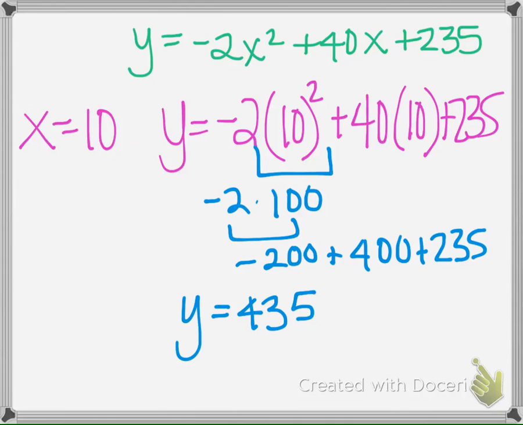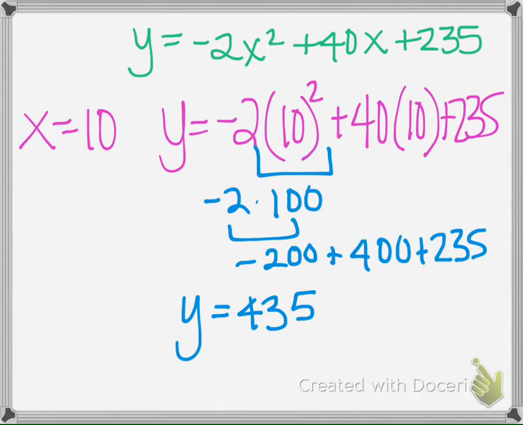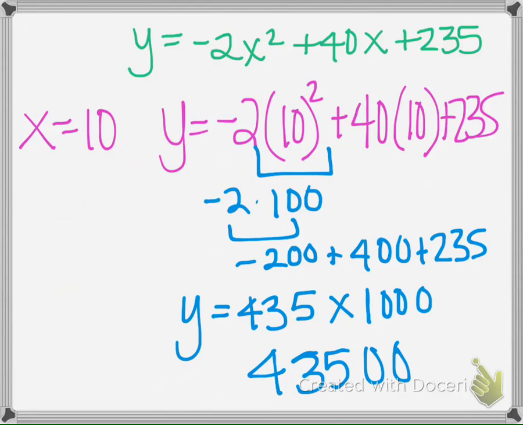Okay, so once we plug in the 10, we get 435. So that's not $435. If we go back to the original problem, it's in thousands of dollars. So that means it's $435,000. So in other words, we're going to multiply that by 1,000. And we would get 435,000.